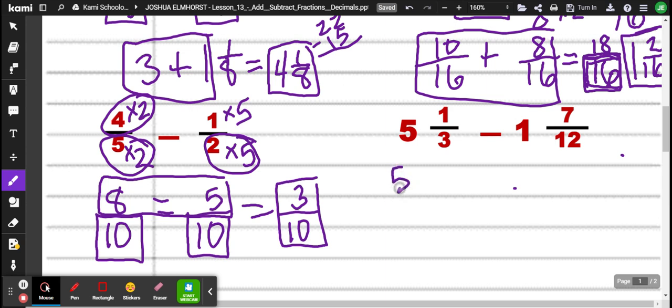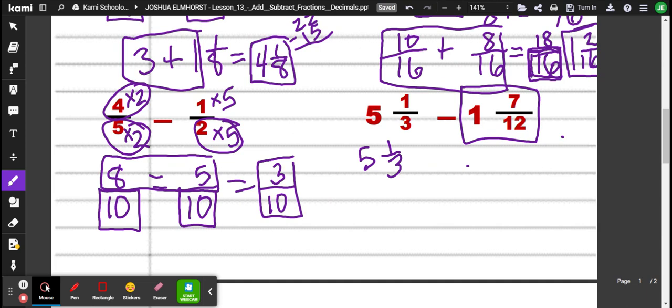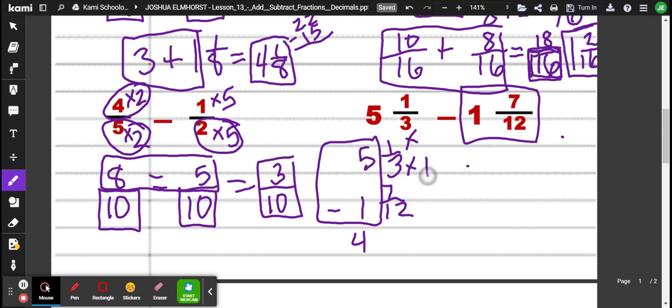So here we have 5 and 1/3, and we need to take away a whole number and a fraction of different denominator values. So first part, 5 minus 1 is going to give us 4. And now we need to convert the fractions to common denominators. 3 has a multiple that equals 12. 3 times 4. Now we change the denominator to 12 and change the parts to 4. 4 parts out of 12, and then we have 7/12.